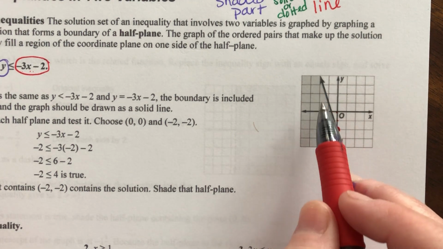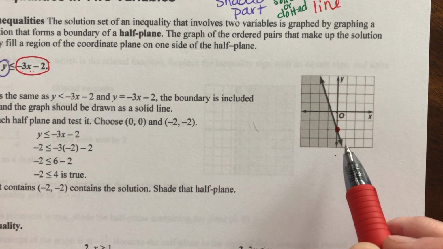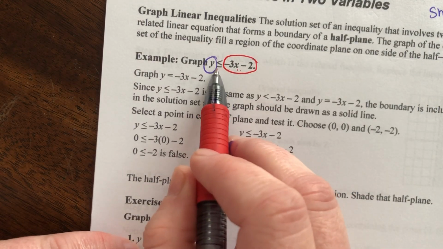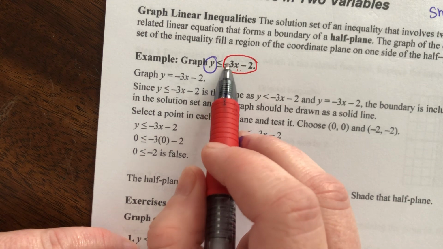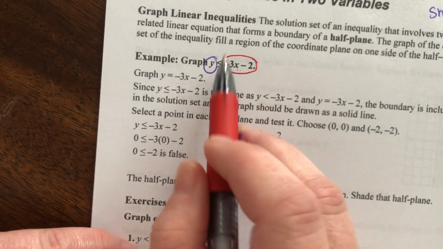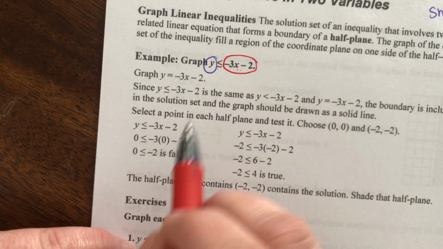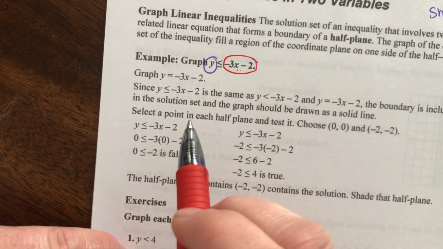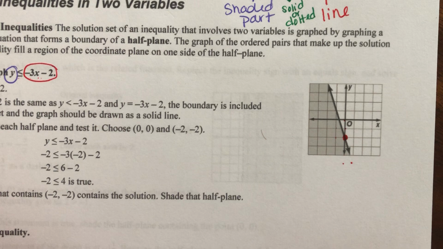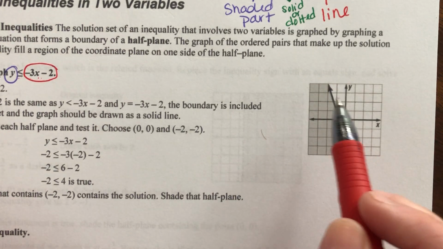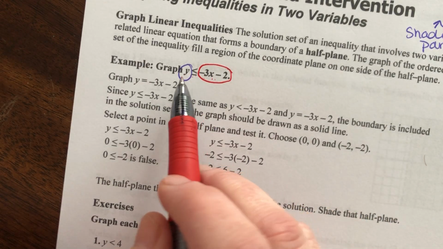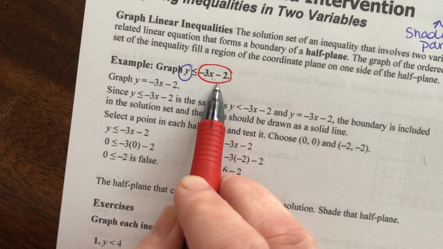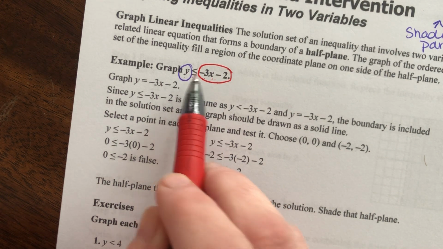To know whether that line is solid or dotted, I have to look at my inequality symbol. If it's got the line underneath, that means my line is included with my answers. If there's no line underneath, it means my line is not included with my answers. Okay, and then I've got the shaded part here, and it says the shaded part is y. Y is less than or equal to my line. So the shaded part is less than the line.